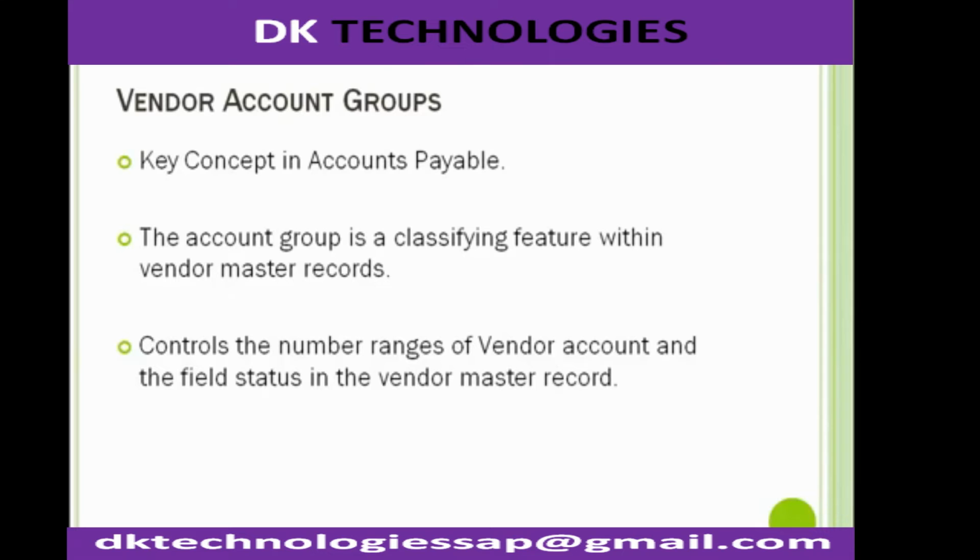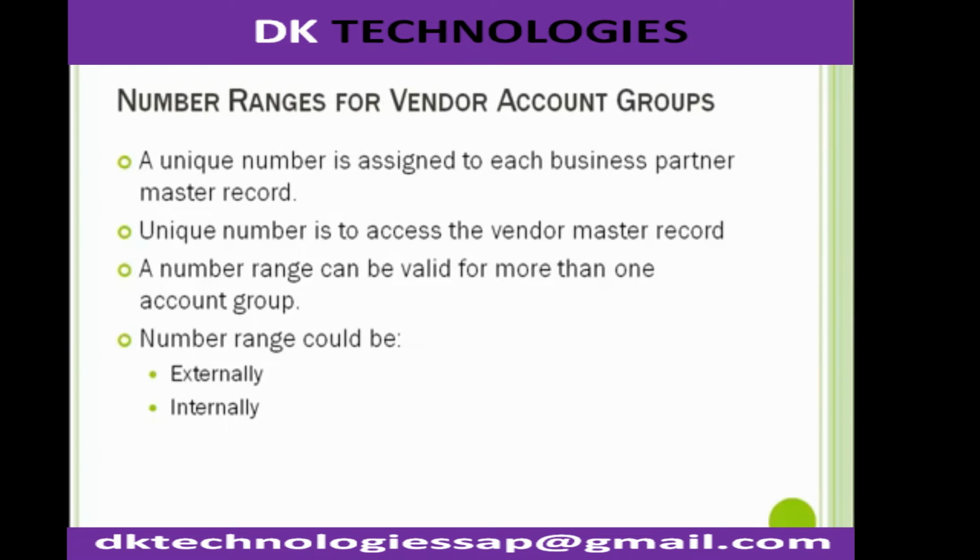Moving to the next, as we already did in the GL, a unique number range is assigned to each business partner master record. Business partner master records means the vendor master records. The unique number is used to access the vendor master record. A number range can be valid for more than one account group. Number range could be external or internal.